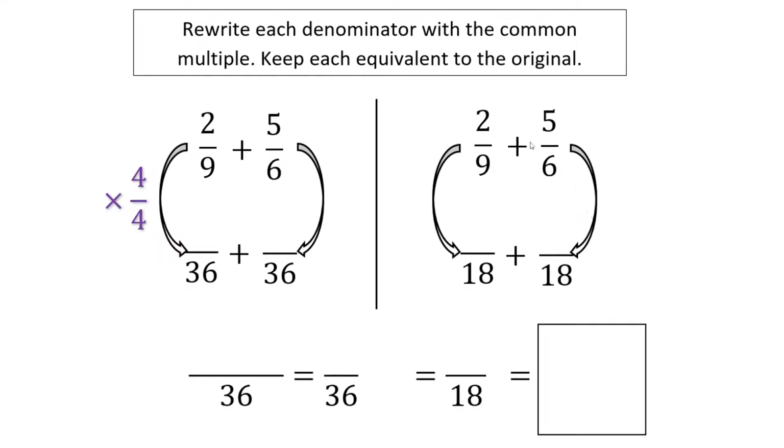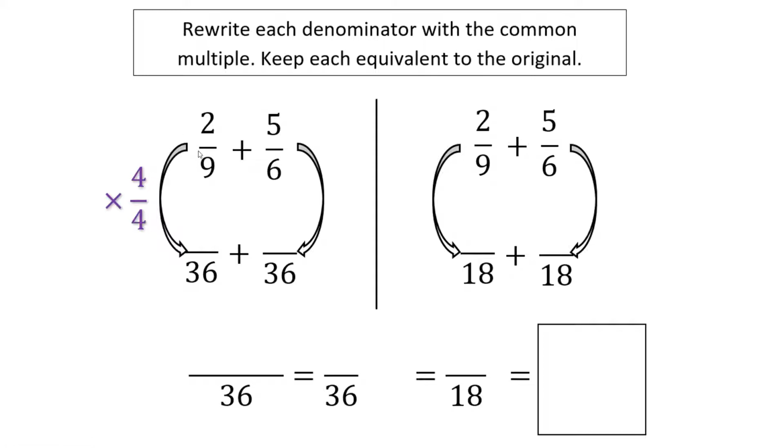So to go from 2/9 to 36, 9 times 4 is 36. Therefore, we're going to multiply by 4 over 4 because this is just a giant 1. 4 divided by 4 is just 1. So therefore, we're not changing the value. We're just changing what the fraction looks like.